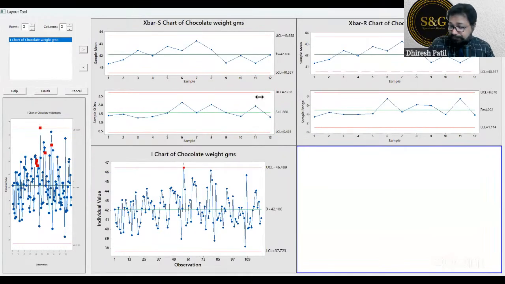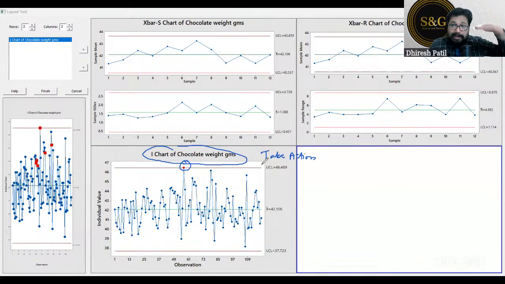Now just focus here. This is very, very important. Let's focus on the I chart first, the one which we had drawn earlier. Whenever there is any point which is going beyond control limits, control limit se bahar, immediately take action. Not only upper control limit, even lower control limit also. If any data point goes below lower control limit, also you need to take action. Clear everybody with this? Just type yes in the chat box.